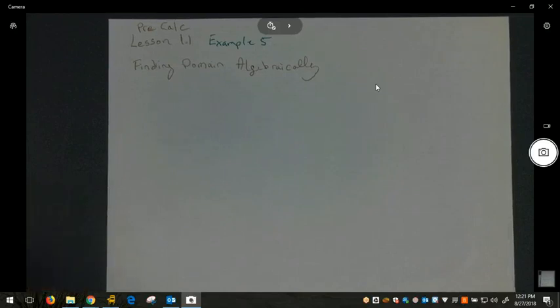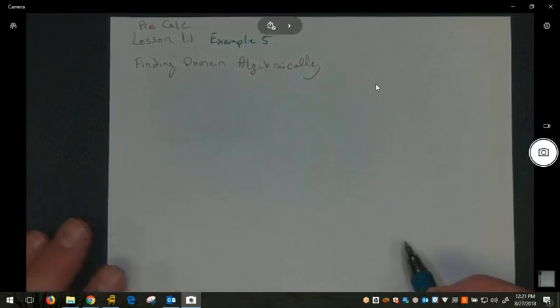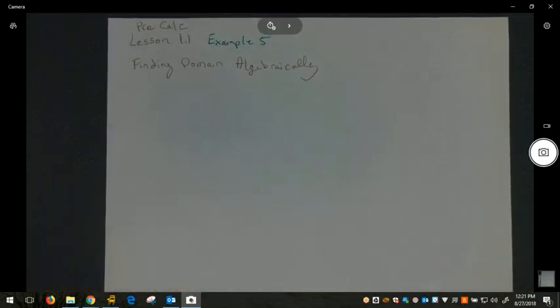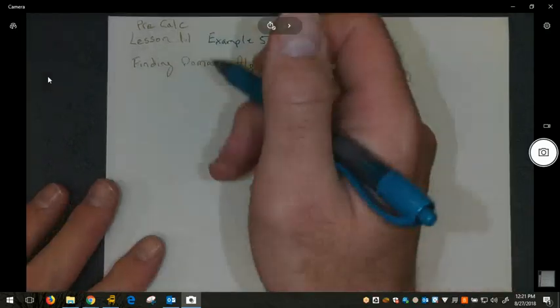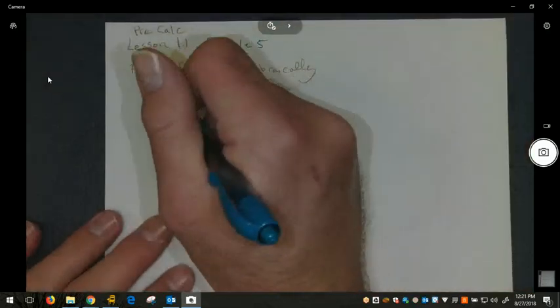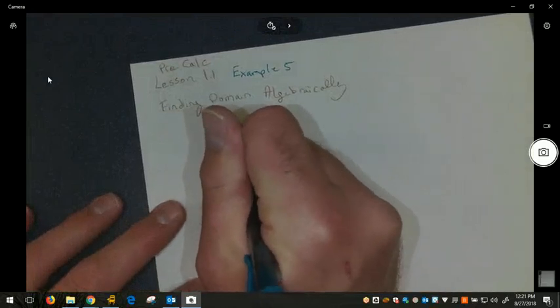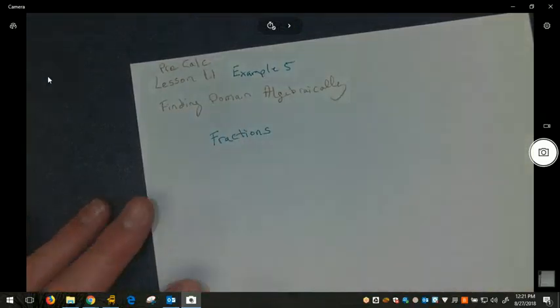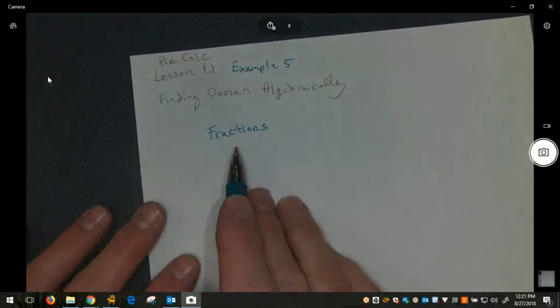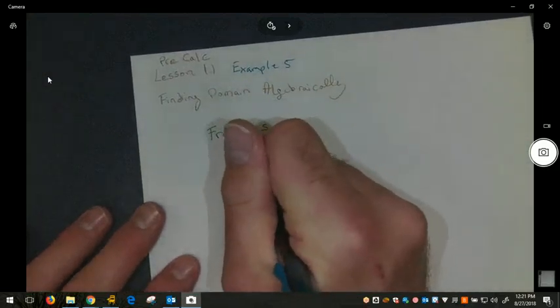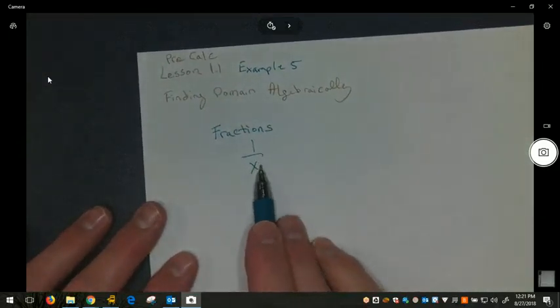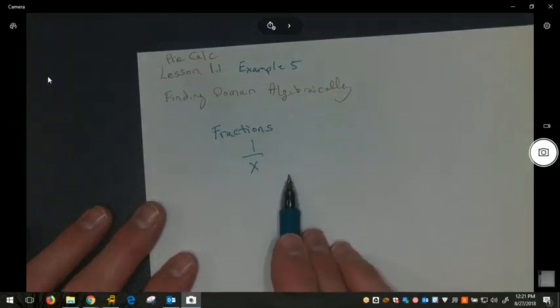So we have some different functions, and basically there are three things that you need to remember when you're finding the domain algebraically. You have to be careful for three things in particular. Fractions. If there's a variable in the denominator, then we know that this denominator is not allowed to be 0. So in this case, x cannot equal 0.